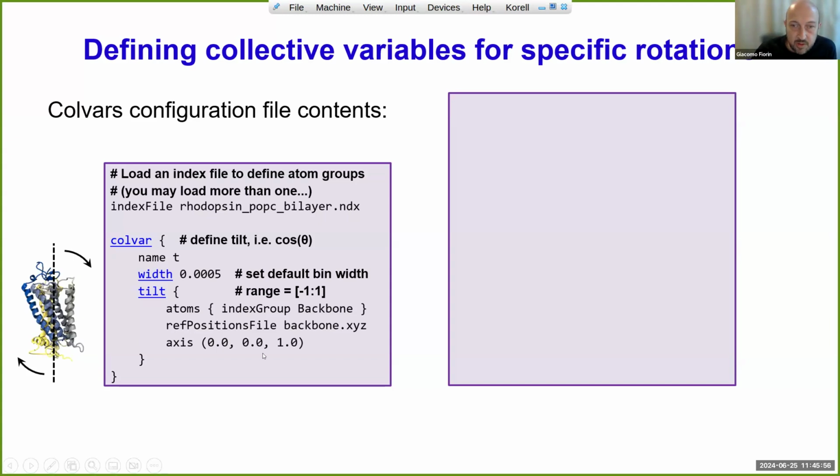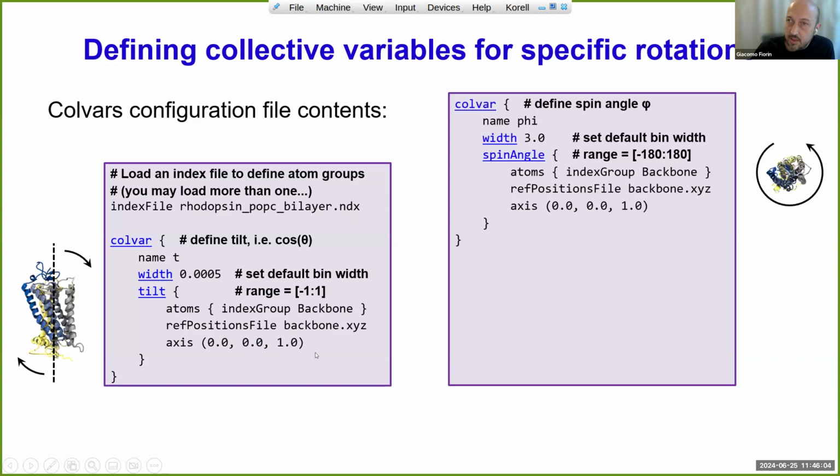And we define what the axis of rotation should be. So we measure the tilt angle away from the z-axis, 0, 0, 1. Then comes the spin angle, which is very similar to the tilt. And this is now a periodic angle, which is in the -180 to 180 degrees range. Same syntax otherwise as before.